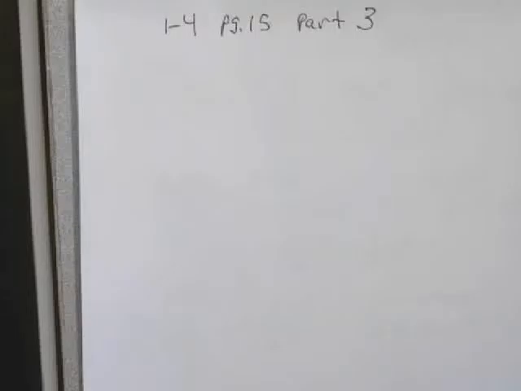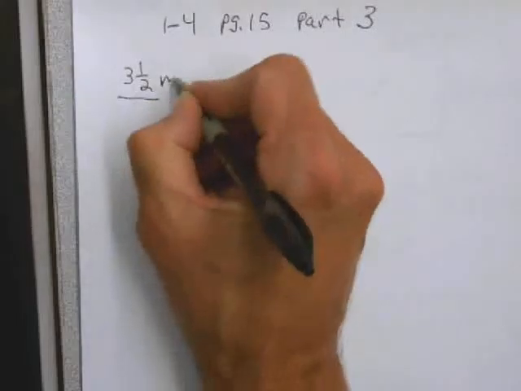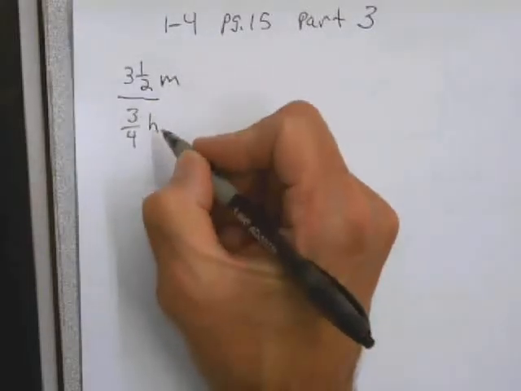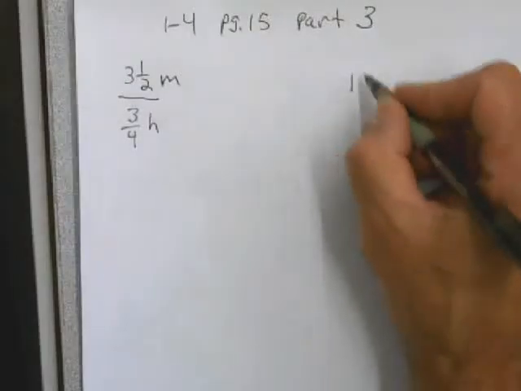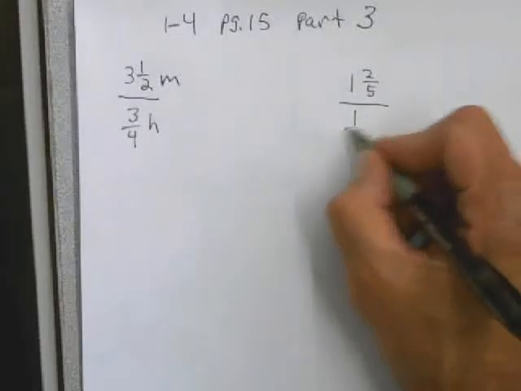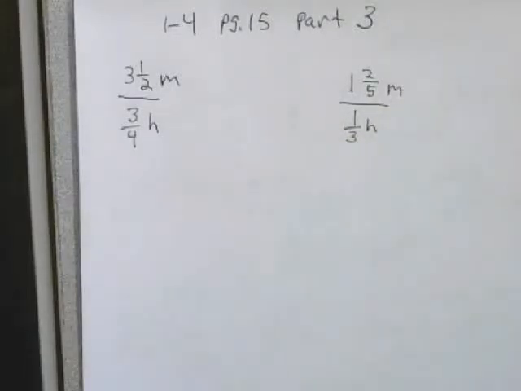Right, we are looking at 1-4, page 15, part 3. This is where we are using a unit rate with fractions. And in this case, we are comparing two people. One person runs 3.5 miles in 3/4 of an hour, and the other person runs 1 2/5 miles in 1/3 of an hour. And what we need to do here is to figure out who's running faster.